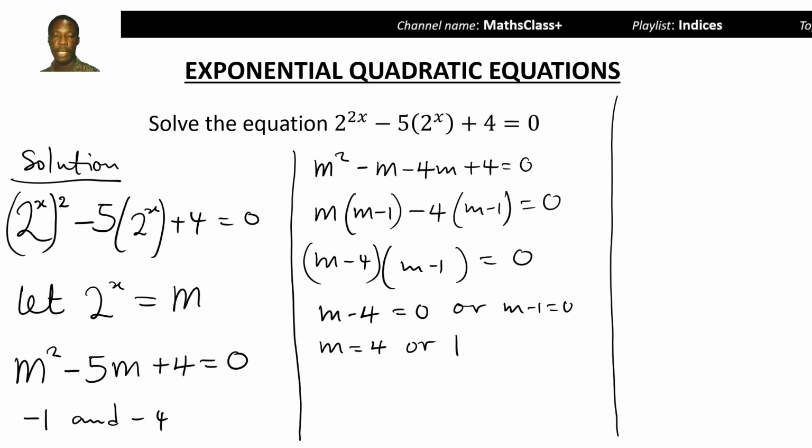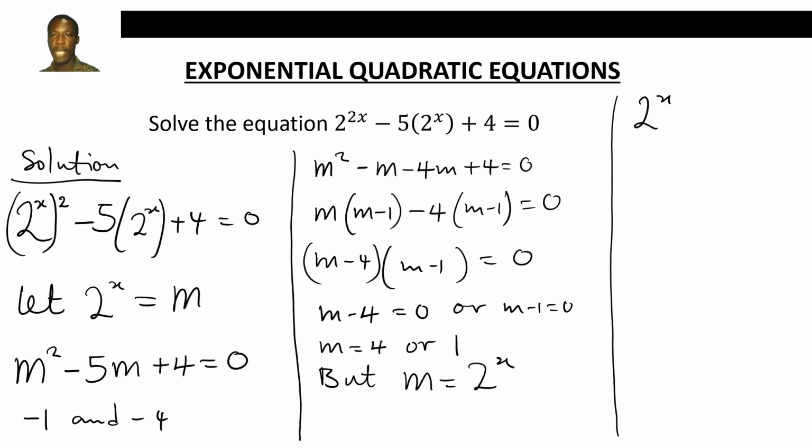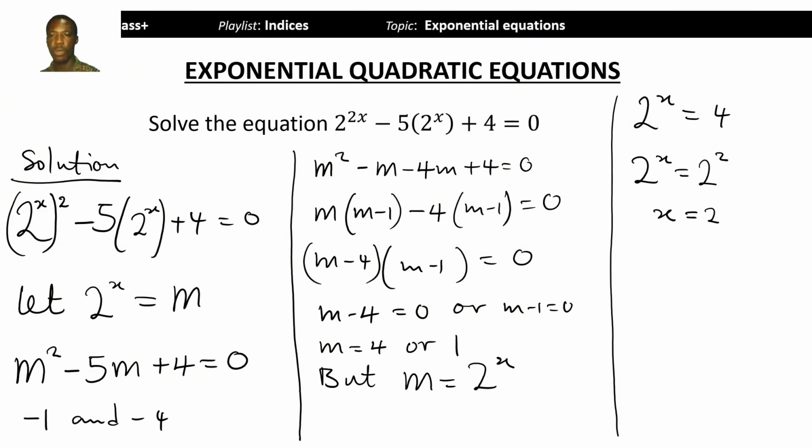So we can say that m is equal to 2 to the power x. And so when we say m is equal to 4, then we are saying 2 to the power x is equal to 4. And we can rewrite this as 2 to the power x is equal to 2 to the power 2. That means x is equal to 2. I hope you remember this. The bases are the same, so their exponents will be equal once we have the equal to sign between them.